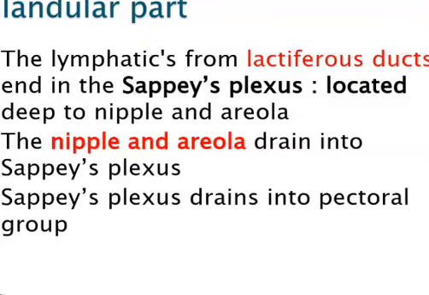The lymphatics from the lactiferous ducts, that is the glandular part, end in one plexus called the Sappey's plexus. This Sappey's plexus is located deep to the nipple and areola. The nipple and areola also drain into Sappey's plexus. And the Sappey's plexus in turn drains into the pectoral group of lymph nodes.